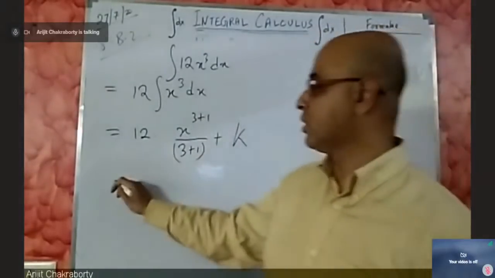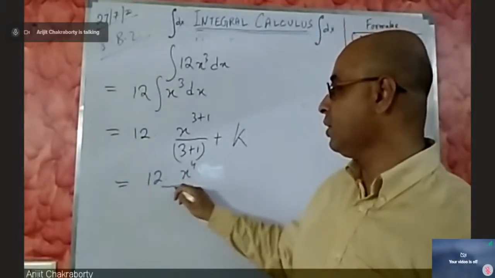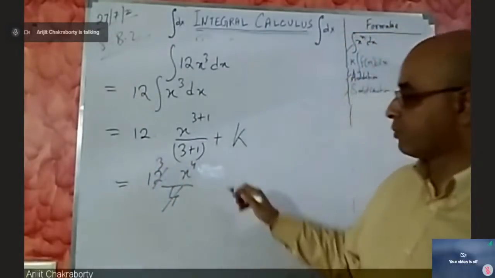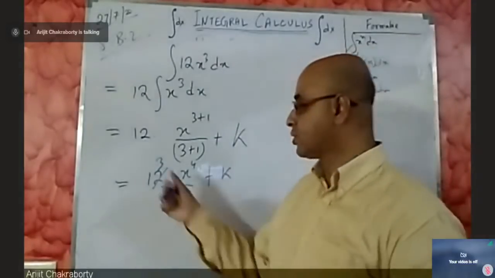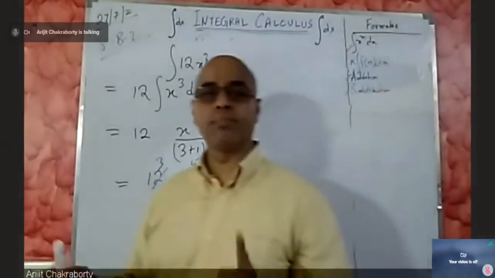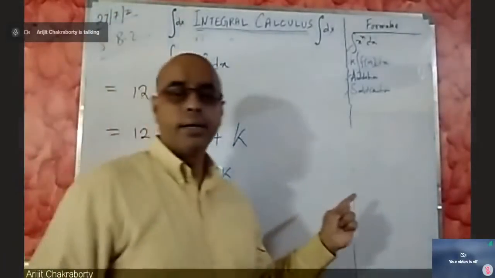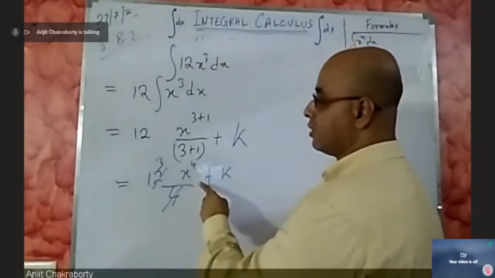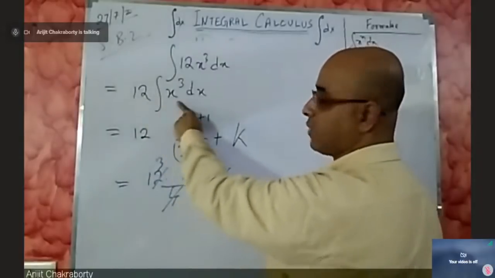Therefore, when simplified, this becomes 12 into x to the power 4 by 4. So it becomes 3 into x to the power 4 plus k. 3x to the power 4 plus k. Right? If you quickly differentiate this, you will get back 12x cubed. If you differentiate 3x to the power 4, you will get back 12x cubed.